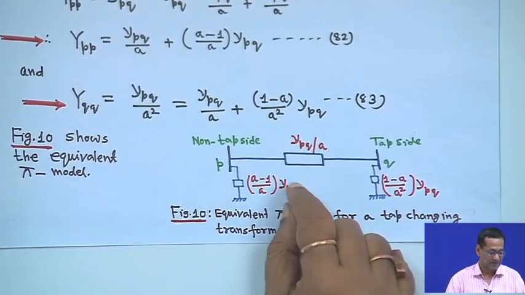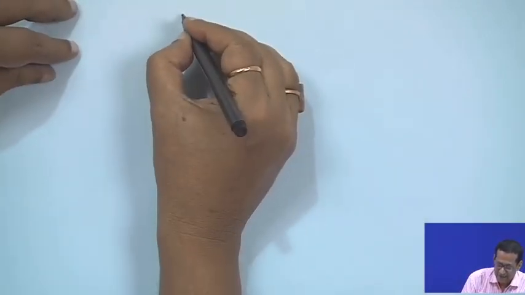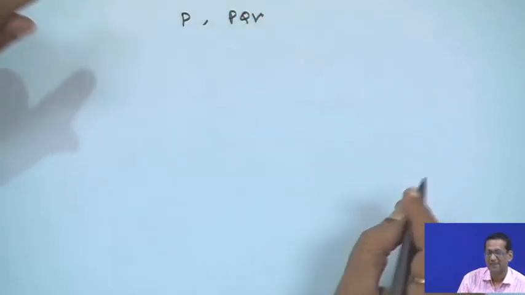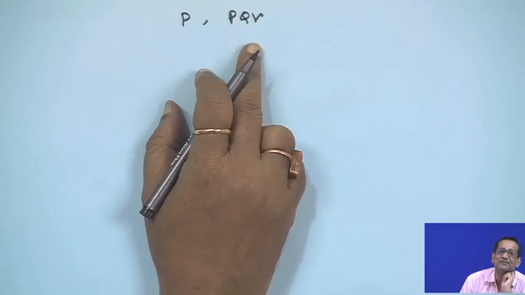With this, today we will discuss, and after that we will come to the next topic. Generally, at present in power systems, two more buses have been introduced, called the P bus and the PQV bus.